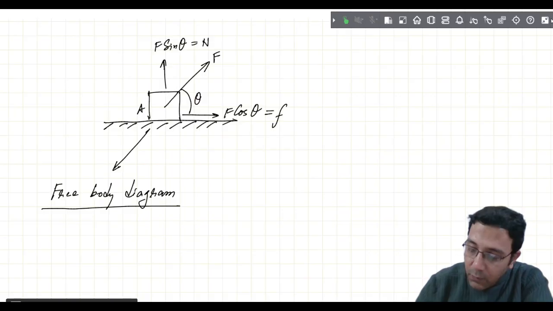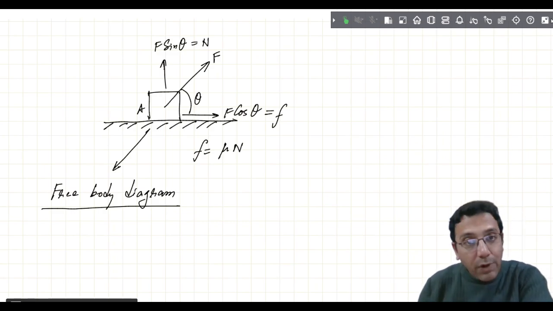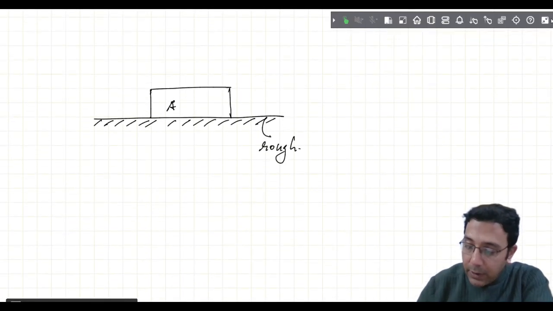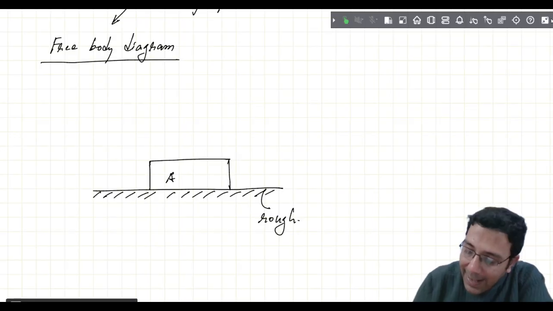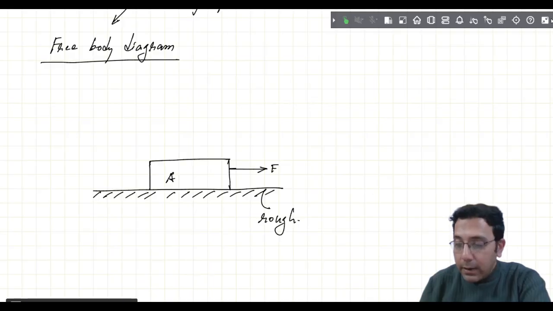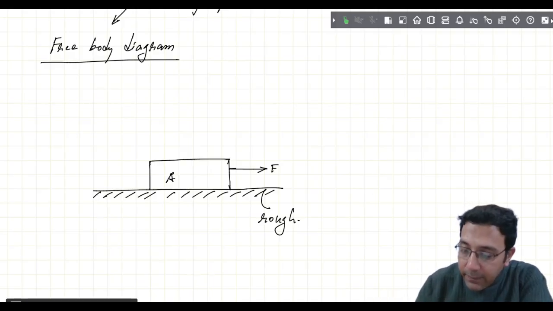The friction force, whatever we have learned here, is nothing but mu into N, where mu is the coefficient of friction, which depends on the material, and N is the normal reaction, and F is the friction force, with unit Newton. So here is this rough surface, and as it is rough, mu will be there. Let's say it is acted upon by a horizontal force F, and as it is acted upon by a force, the body is accelerating with an acceleration a.